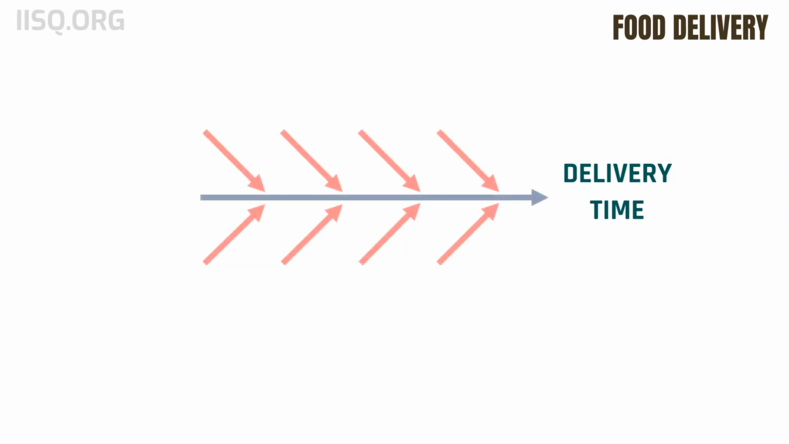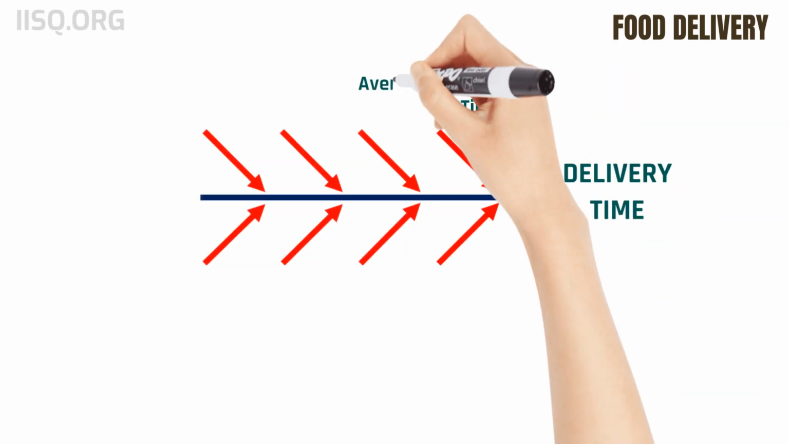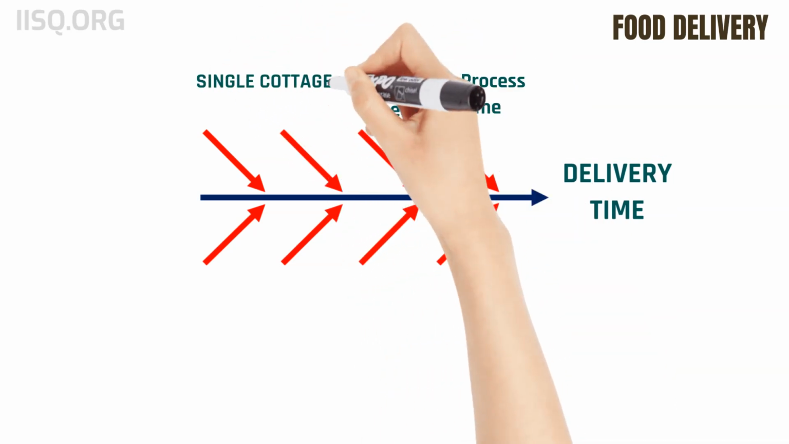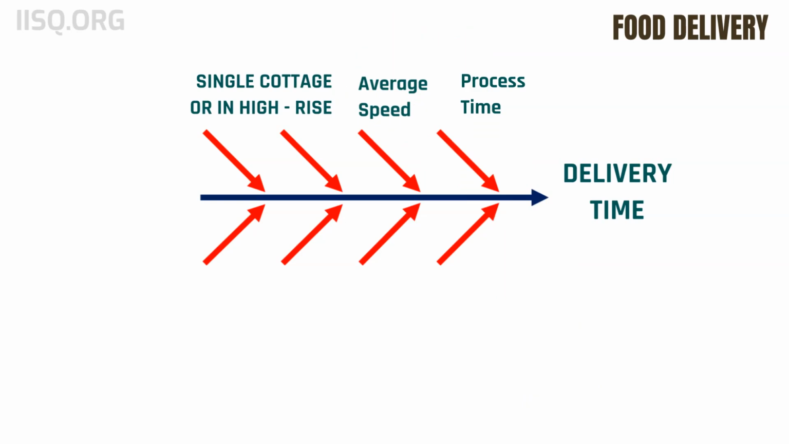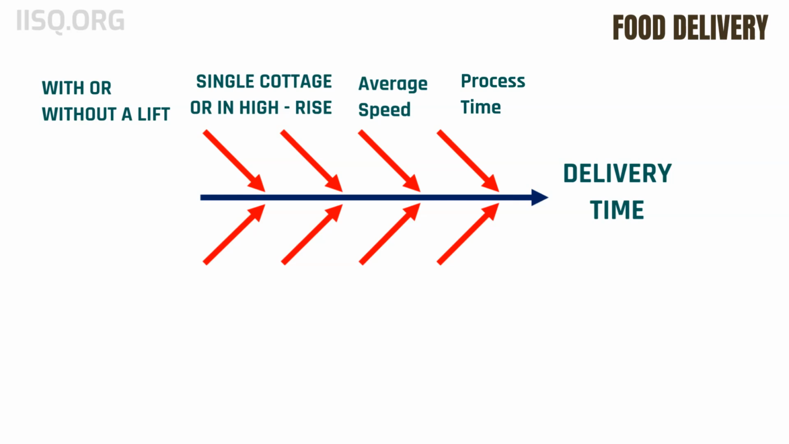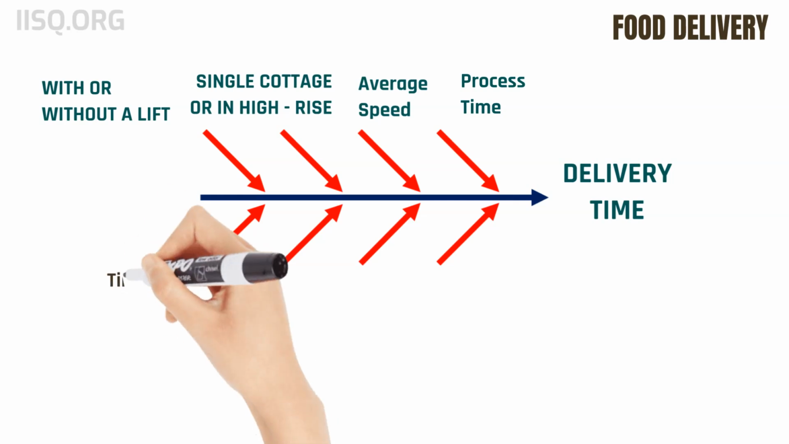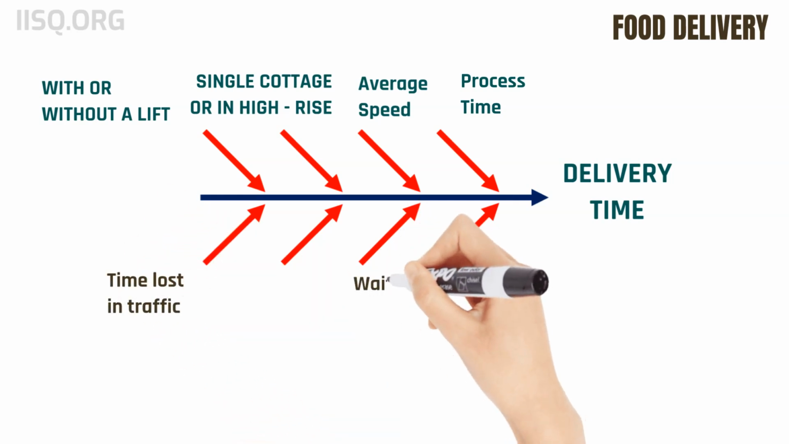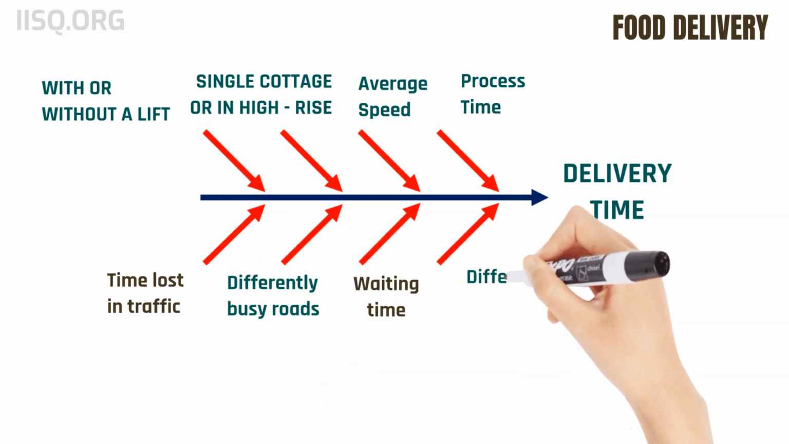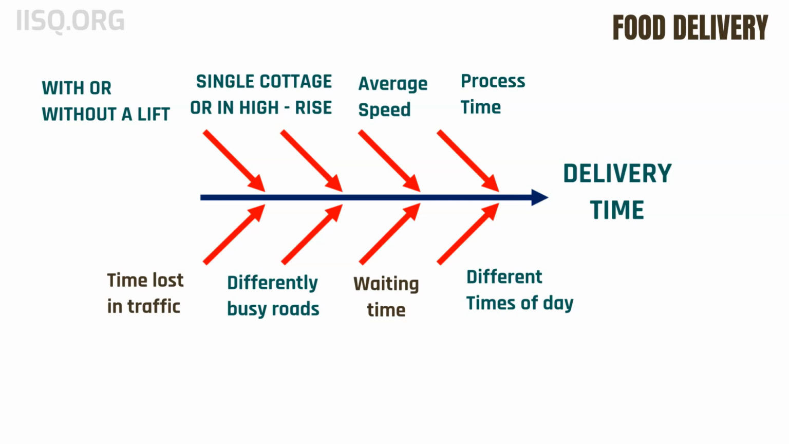The process time directly affects the delivery time. The distance interacts with the average speed of the delivery vehicle. Whether the delivery location is a single cottage or a high-rise, whether it is with or without a lift. Amount of time lost in traffic jam can also affect differently, as delay can be different for the same waiting time at a signal on differently busy roads or at different times of the day.